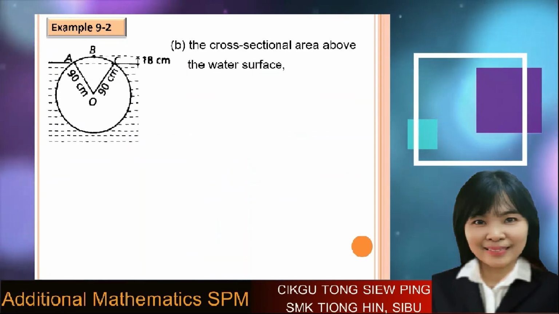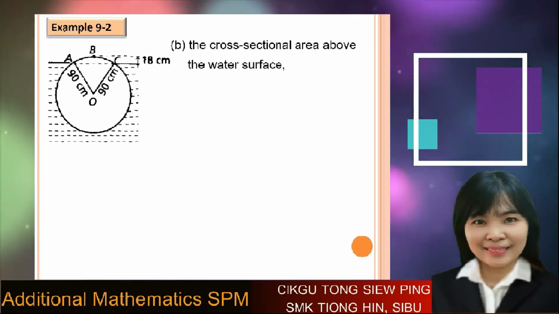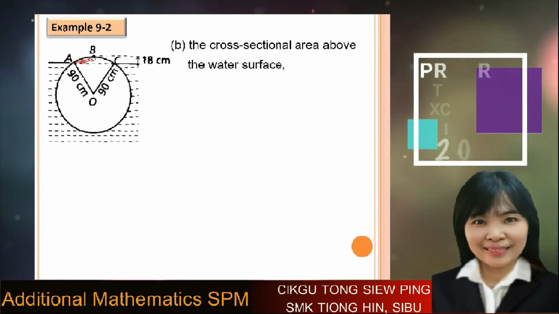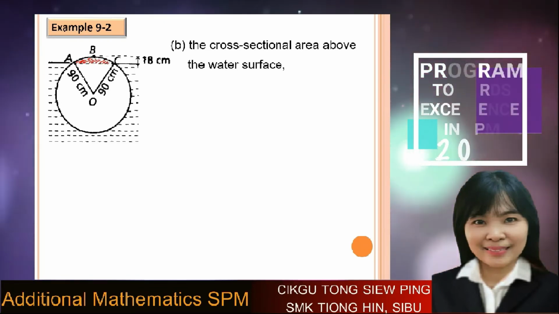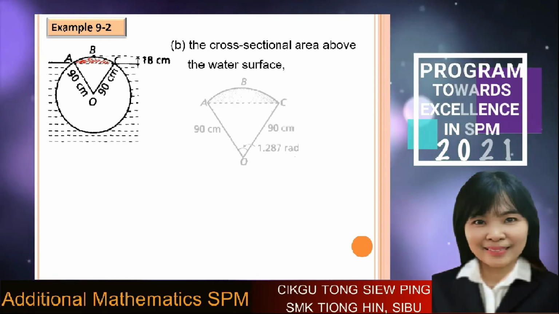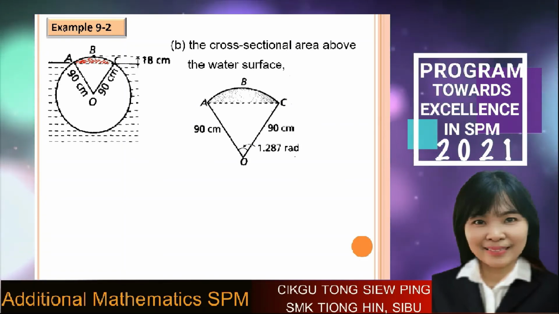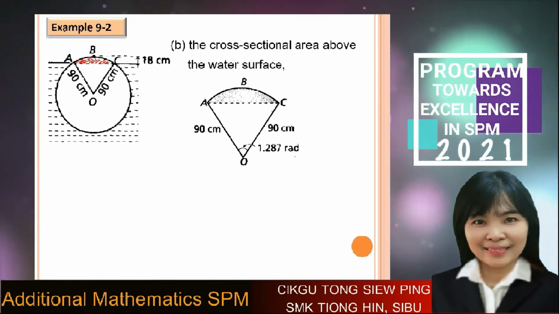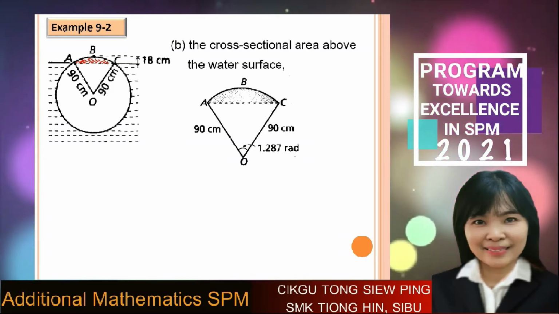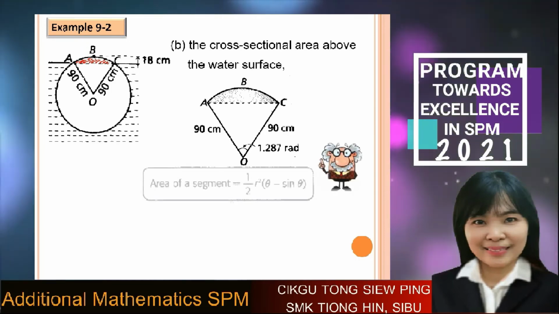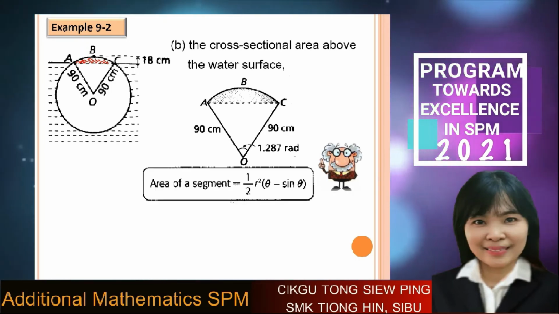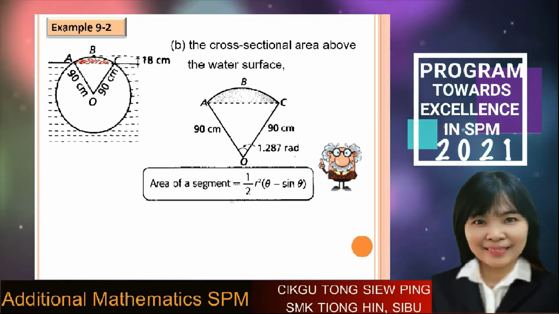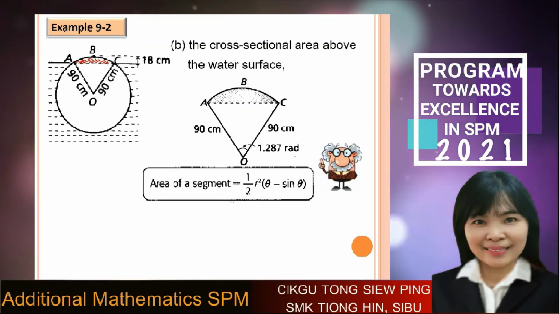Part B is to find the cross-sectional area above the water surface. That is this part. Let me enlarge the diagram. From the diagram, we can see very clearly the cross-sectional area above the water surface is the area of the segment. We can use the formula of the area of a segment, 1/2 r squared (theta minus sine theta), to get the answer.